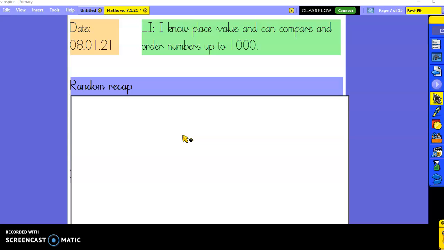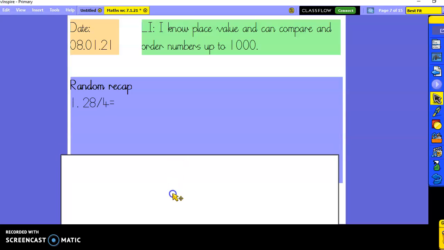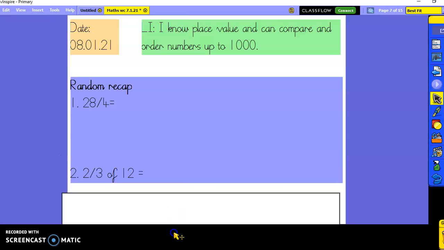So first of all, as always, we start with our random recap. And our first two questions are the following. The first question is 28 divided by 4. And the second question is work out what 2/3 of 12 is. So think about your knowledge, think about your fact families, think about your 4 times tables, how many 4s go into 28.